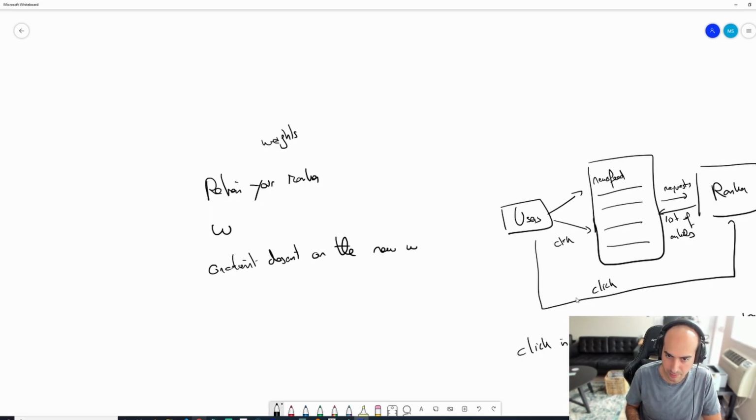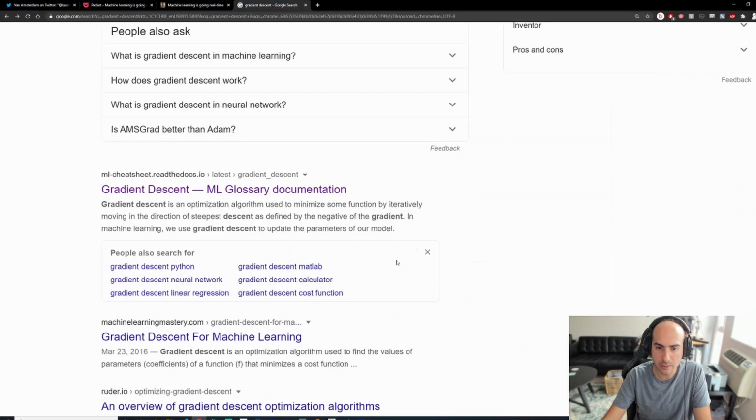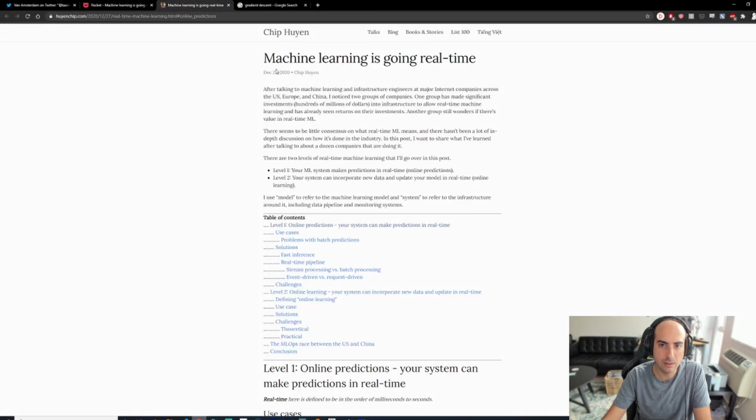on the new weights. There's this article I really liked, by Chip Huyen, and she talks about how to do real-time machine learning. I think this is a really, really good article, so I would highly recommend that you check it out and subscribe to her blog.